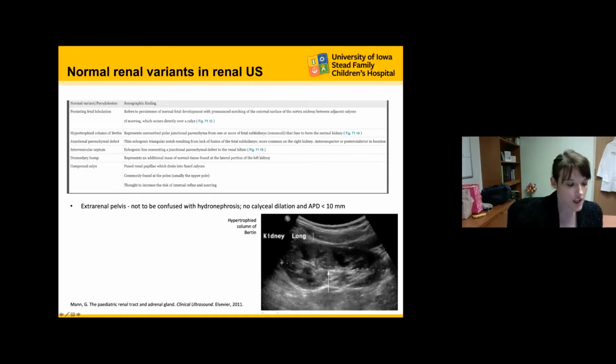Okay. Moving on, there are definitely some normal renal variants that you can see in infants and in children, including those fetal lobulations like we talked about. This is a picture here of a hypertrophied column of Bertin, which is basically just cortex extending through the medullary area. It's a little bit difficult to discern on this picture, but that's a normal variant. Just in the interest of time, I'm not going to go through all of these.